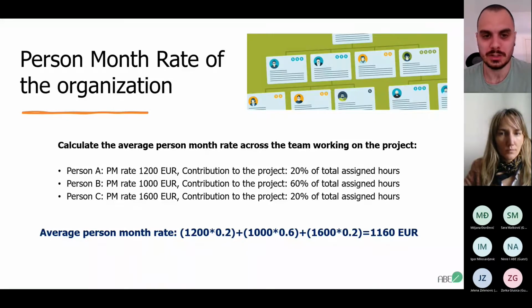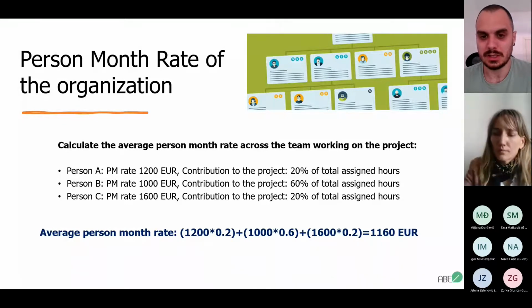The second one, 1,000 euros with a contribution of 60%. And the third person, a PM rate of 1,600 with a contribution of 20%. You can see under here the calculation. It's very simple. You just multiply the person month rate by the contribution of that person and sum all of them. And at the end, you will get the average person month rate for the organization, that is 1,160 euros.